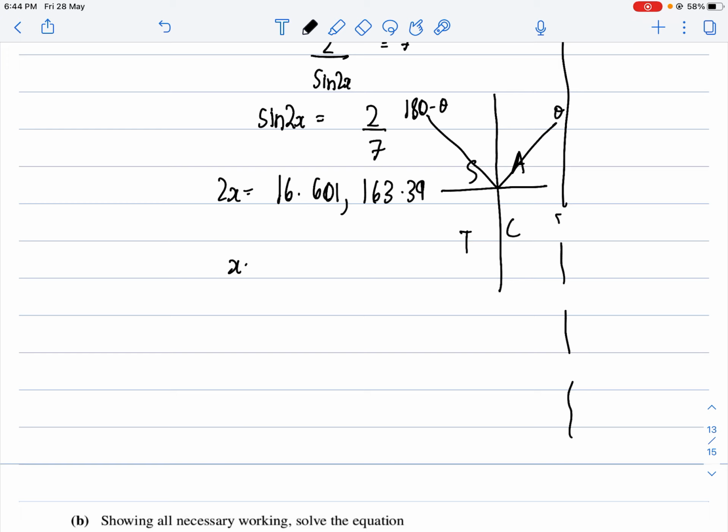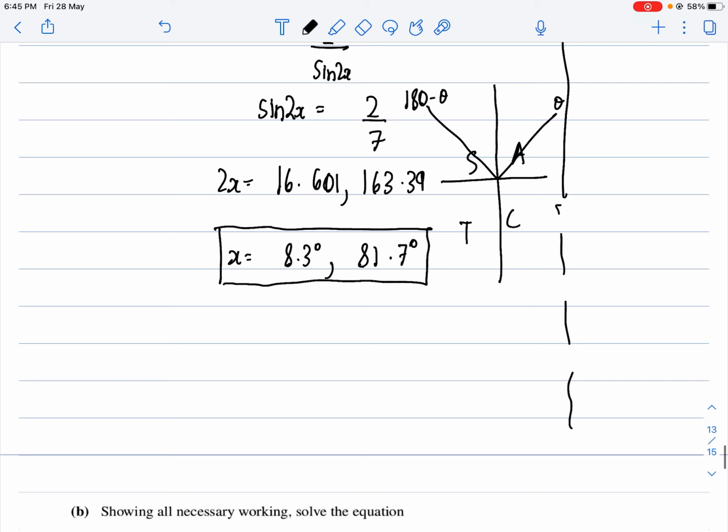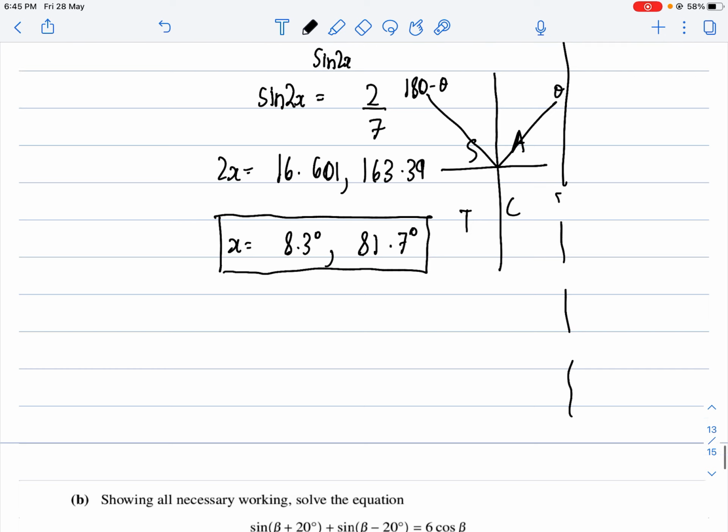So I get my x basically as 16.601 over 2, which gives me 8.3 degrees, comma 163.39 over 2, which gives me 81.7 degrees. So these are your final answers as they lie in the range of 0 degrees to 90 degrees.